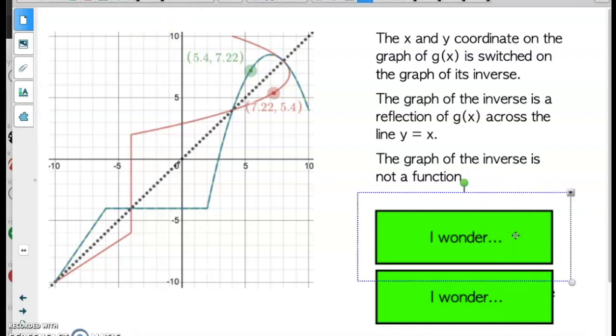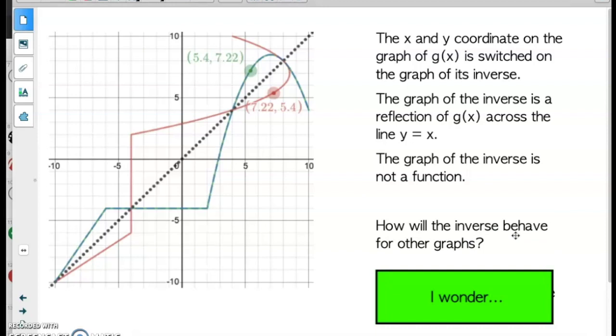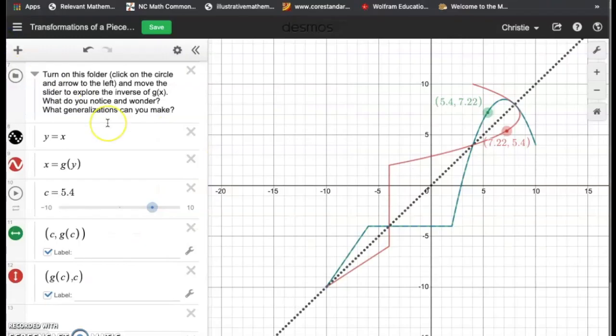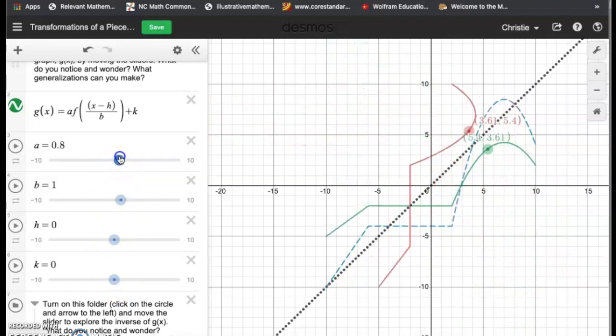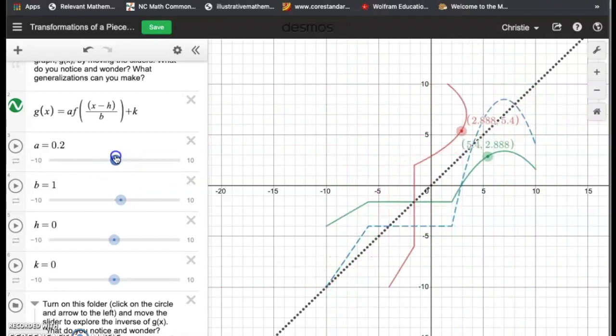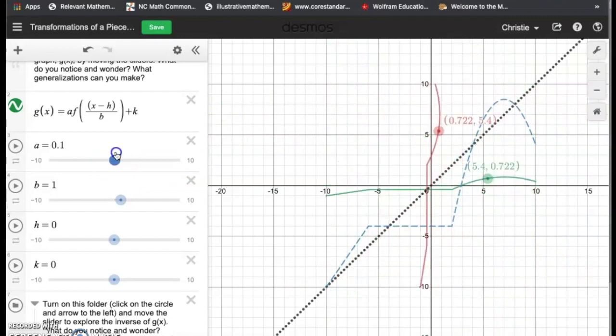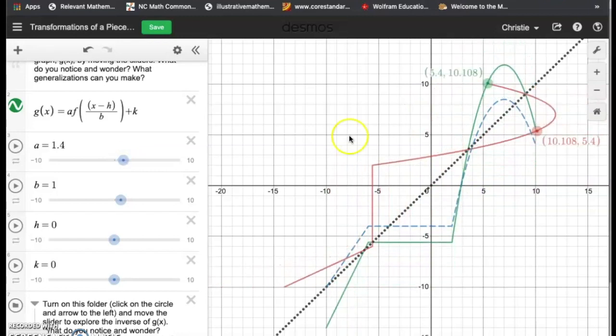Here's some common things that students have wondered. How will the inverse behave for other graphs? For this, what we could do is return back to the Desmos file, slide up on the list of equations, and you can move the sliders from the previous videos on the transformations. As you move these sliders, you will see only two graphs in particular are moving. So these two graphs are g of x in green and the inverse of g of x in red. So in this way, we can explore other graphs and see that those relationships still hold true between a function and its inverse, that reflection and the x and y coordinates switching.